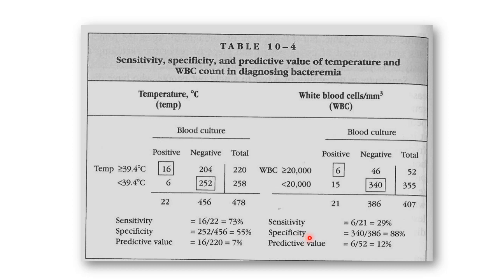So white count tended to be more specific here, 88% specific, which means that if you had a white count less than 20, this was very good. If you had a white count less than 20, you're much more likely to have a negative culture, versus if you were just to go off of temperature alone, you'd see here that they basically have a lower specificity.